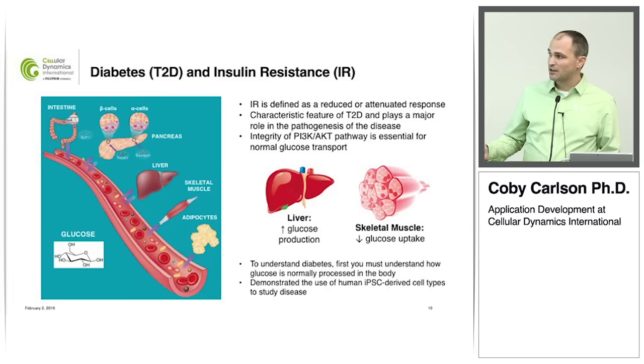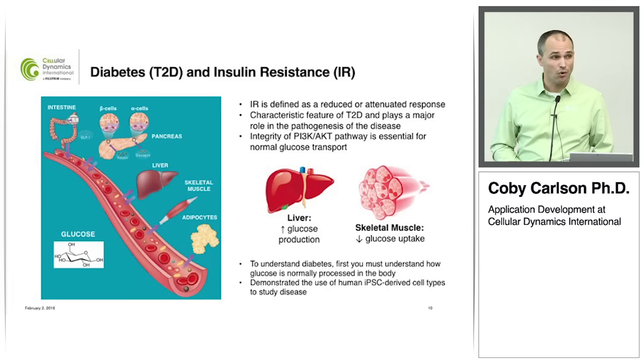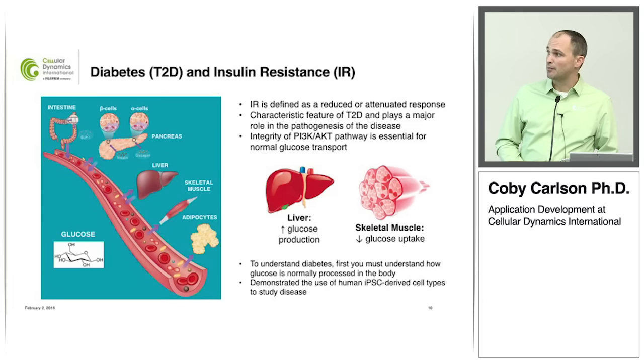So I've got the schematic on the left, the cartoon that shows the relevant cell types or tissue types that are important in diabetes. And if you are familiar with how this works, to oversimplify it, there are some hormones, insulin and glucagon, that are involved in regulating how these different organs handle glucose, how they take up glucose and how they make glucose. And again, that's really the simple way to do it.